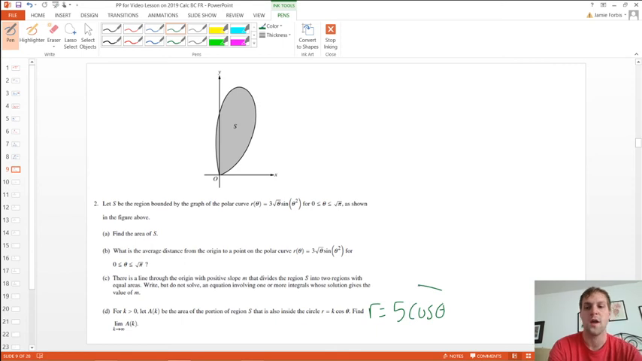Well, we should know what 5 cosine theta looks like, or you can graph it in your calculator if you don't. But that's just a rose with one petal, and it has a diameter of 5 on the x-axis. So it looks like this. It's just a circle, right? That's just a circle equation with a diameter of 5.